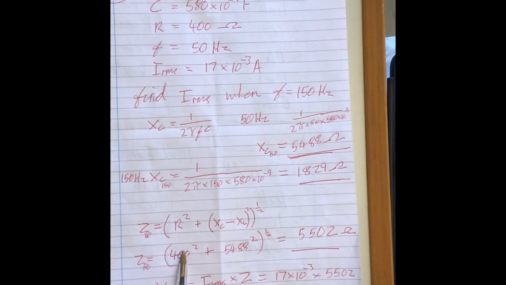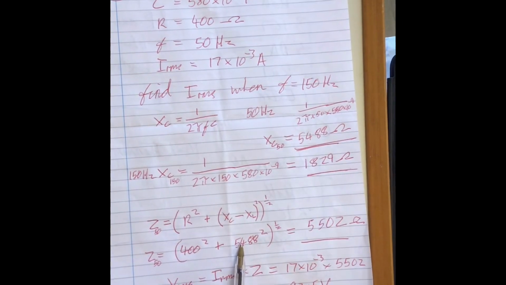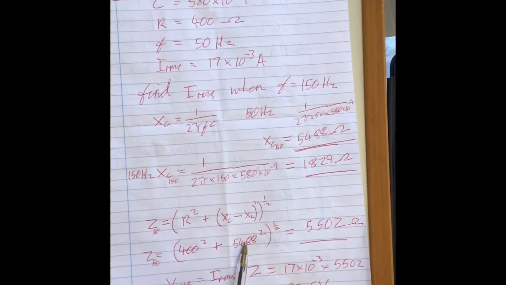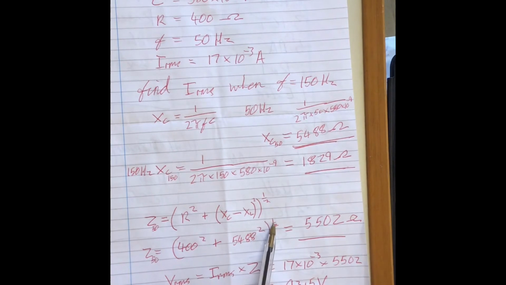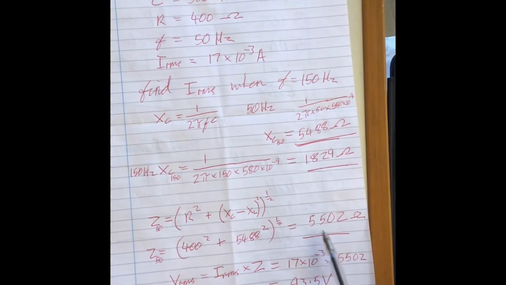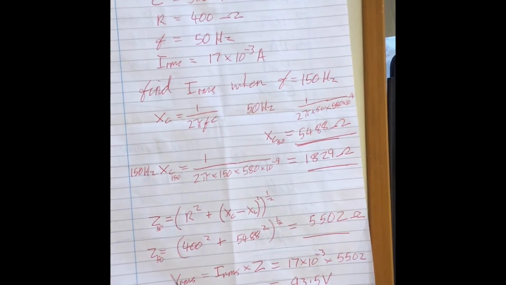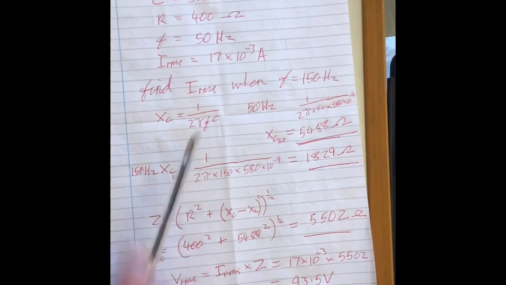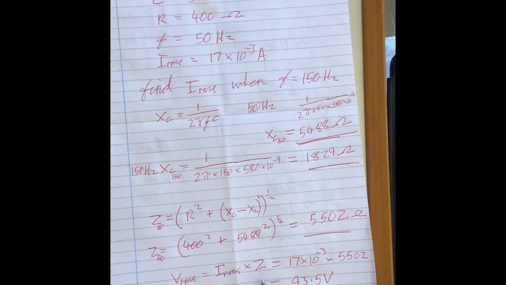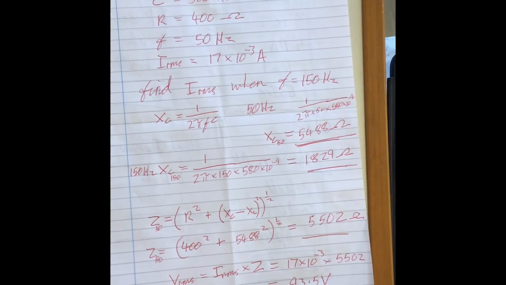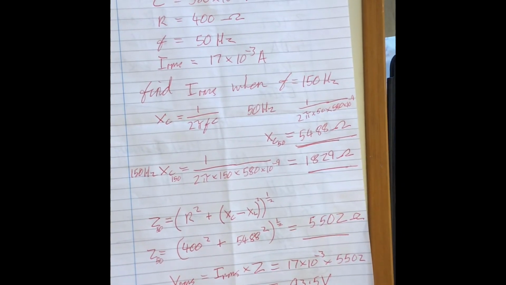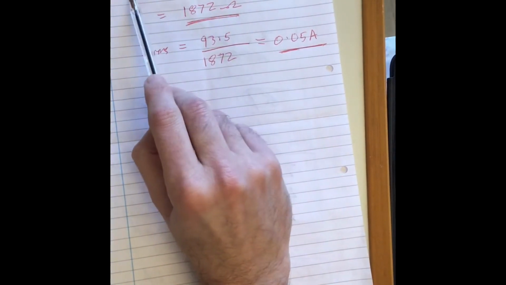So 400 for the resistor squared, 5,488 for the capacitive reactance squared, add them together, square root it, and that gives us an impedance for this circuit of 5,502 ohms, which means I can then use VRMS equals IRMS, which it told us up here was 17 milliamps, times the impedance that I've just worked out, which gives me a voltage supply of 93.5 volts.